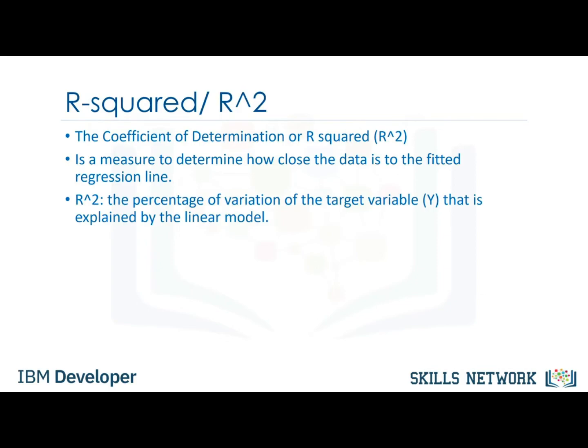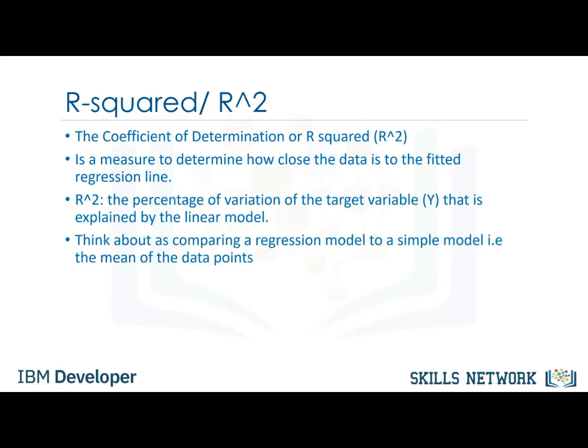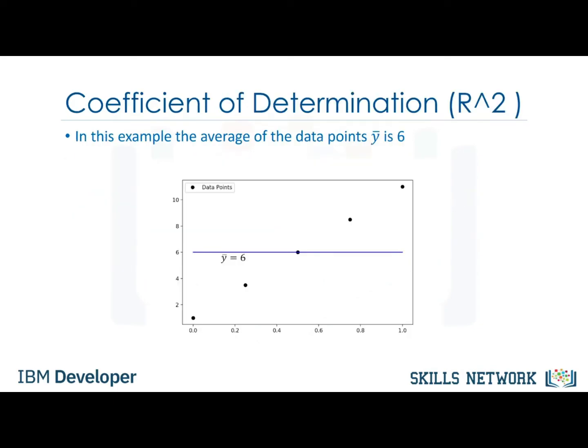R-squared is also called the coefficient of determination. It's a measure to determine how close the data is to the fitted regression line. So how close is our actual data to our estimated model? Think about it as comparing a regression model to a simple model, i.e., the mean of the data points. If the variable x is a good predictor, our model should perform much better than just the mean. In this example, the average of the data points y bar is 6.